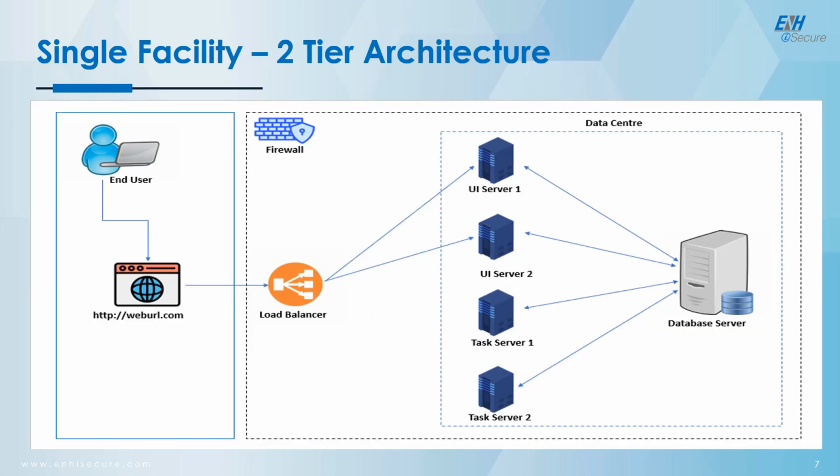Next is a single data center two-tier architecture, which means when a user makes a request, the web application responds back. Here in this architecture, I have provided one load balancer, and one backend data center is available. The load balancer splits the load between UI server 1 and UI server 2, and task server 1 and task server 2 do the processing of the backend jobs. So this is a simple IdentityIQ two-tier architecture.